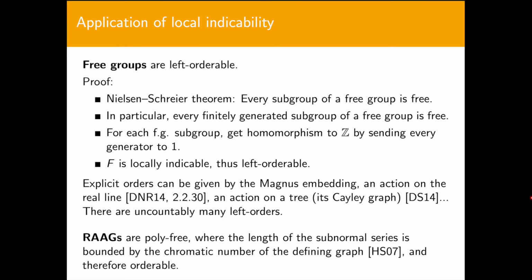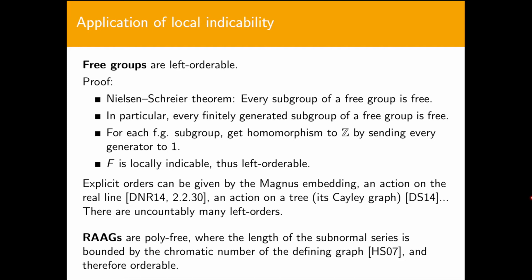So now let's look at some applications of local indicability. First, free groups are left-orderable. The proof is very simple. By the Nielsen-Schreier theorem, every subgroup of a free group is free. In particular, every finitely generated subgroup of a free group is free. And for every finitely generated subgroup, we can get a homomorphism onto Z by sending every generator to 1. Now F is locally indicable and thus left-orderable.